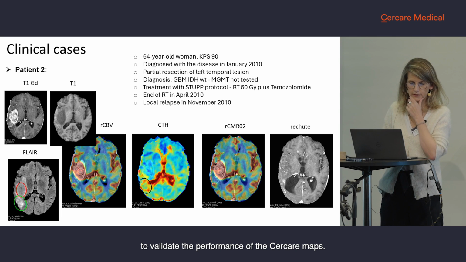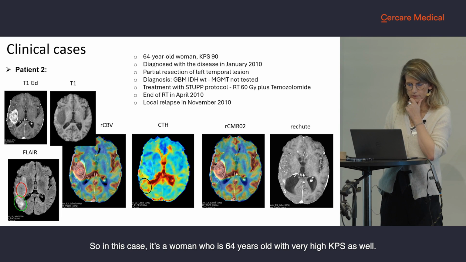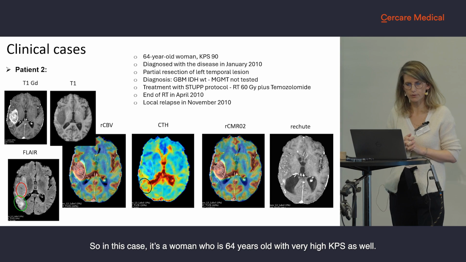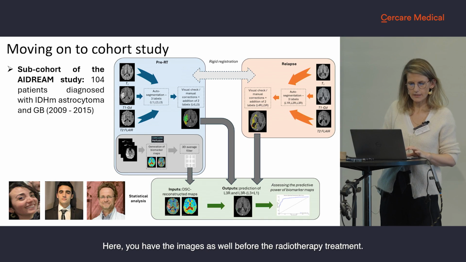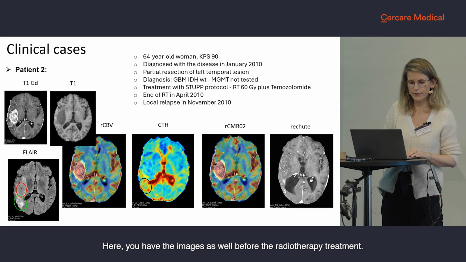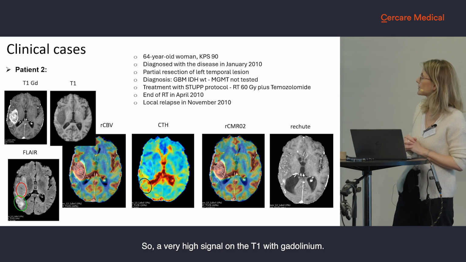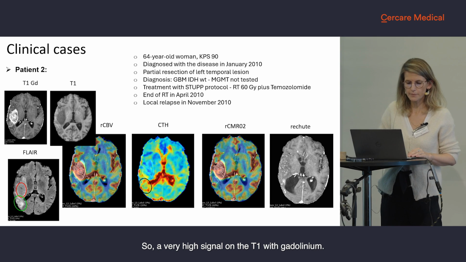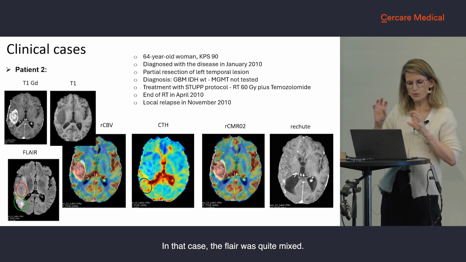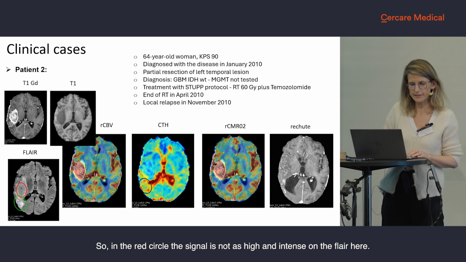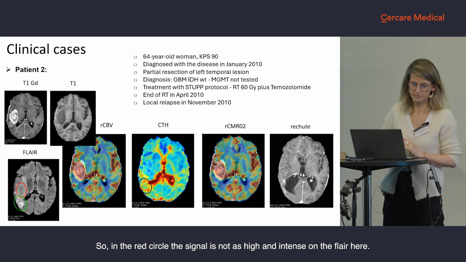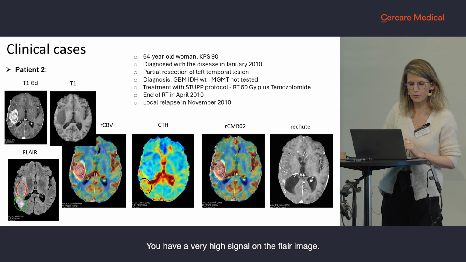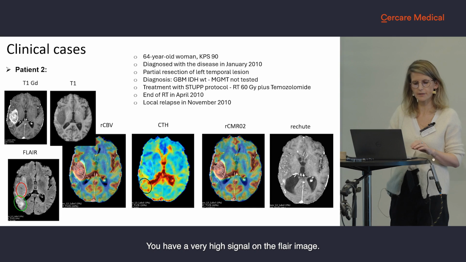And another very interesting case, one of the most optimistic cases to validate the performance of the CERCER maps. In that case, it's a woman who is 64 years old, with a very high KPS as well. Here you have the images before the radiotherapy treatment. A very high signal on the T1 with gadolinium. In that case, the FLAIR was quite mixed. So you have here in that red circle a not so intense signal on the FLAIR. Here you have a very high signal on the FLAIR image.